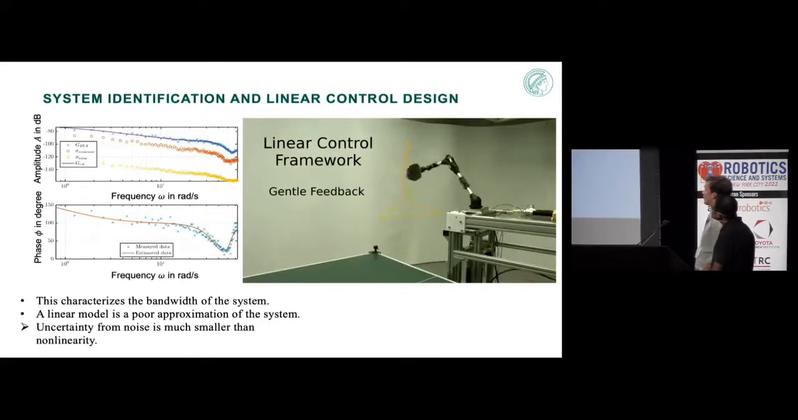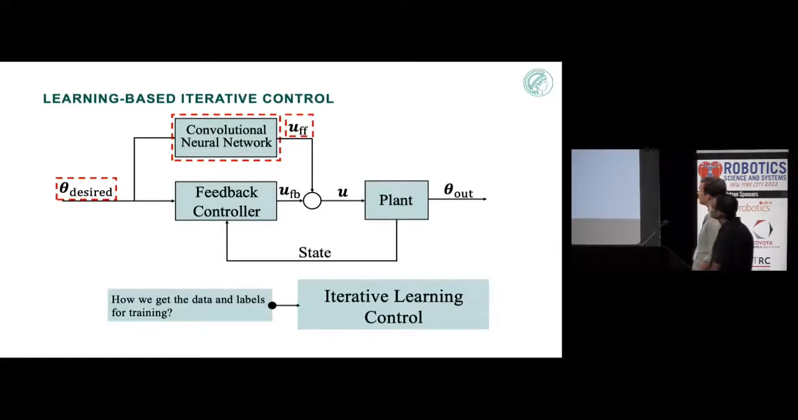On the right, you see that the tracking performance is really bad. But on the left, you can also see what we learned from this experiment is that the nonlinearities that are visualized in the red curve on the left graph are significantly higher than the measurement noise depicted in yellow in the amplitude spectrum. So this means that the linear model is simply not enough to control the system well.